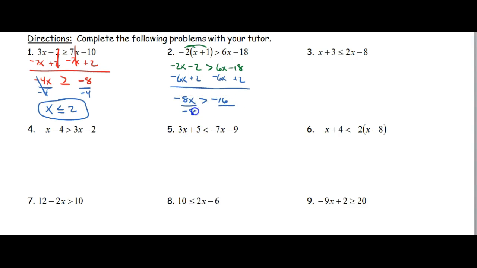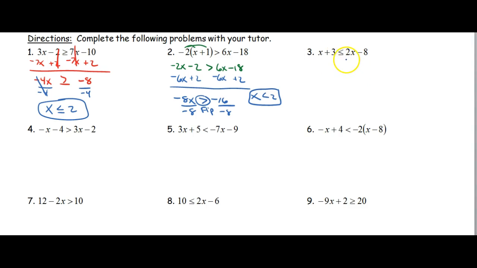When I go ahead and divide by negative 8, I get x. Since I divided by negative 8, I must flip that inequality sign. So it becomes less than 2. And that is your answer.